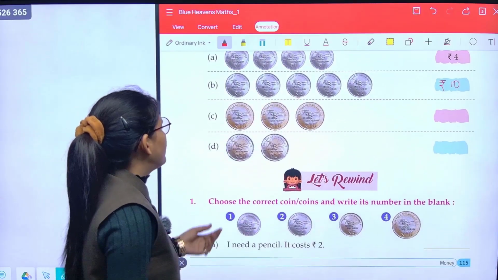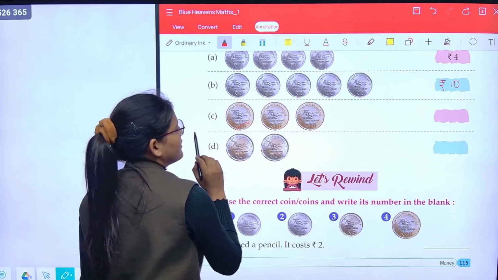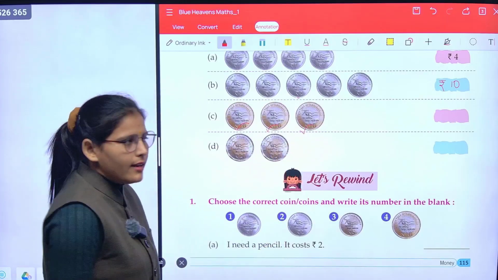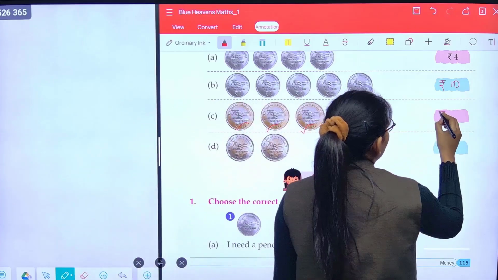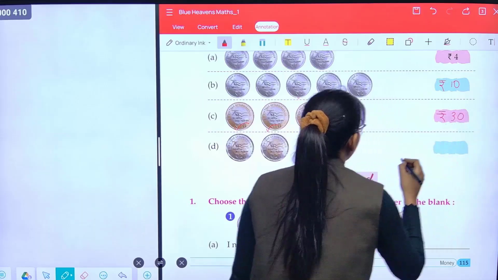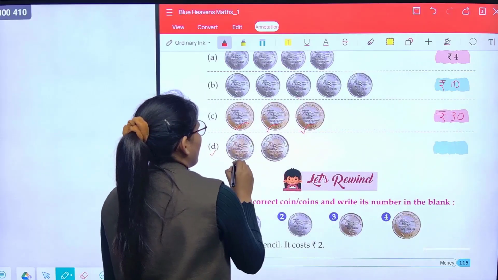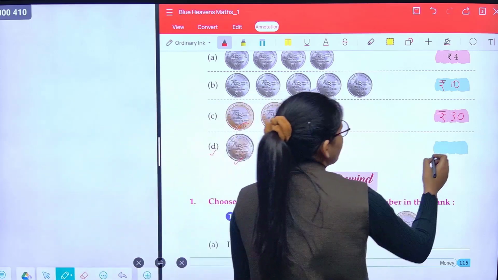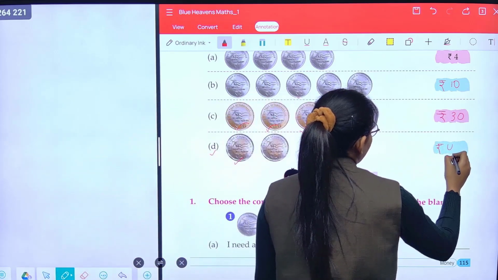Now class, come here. It is 10, 10 plus 10 is 20, 20 plus 10 is 30 rupees. Now 20 plus 20, 20 rupees plus 20 rupees, it is 40 rupees.